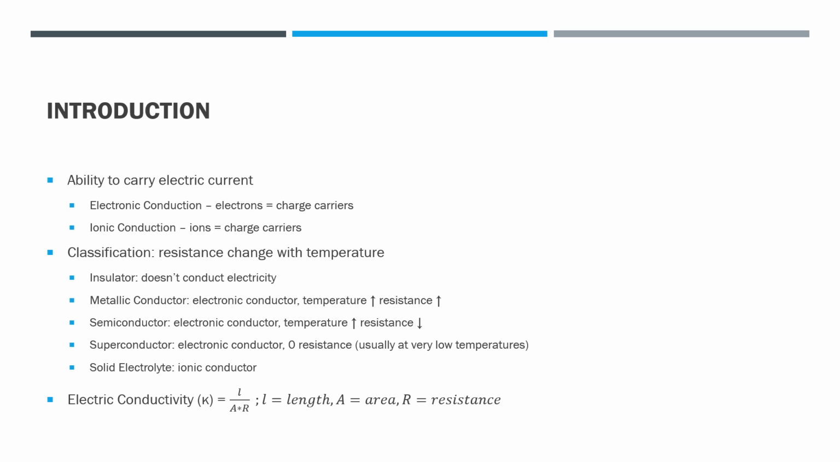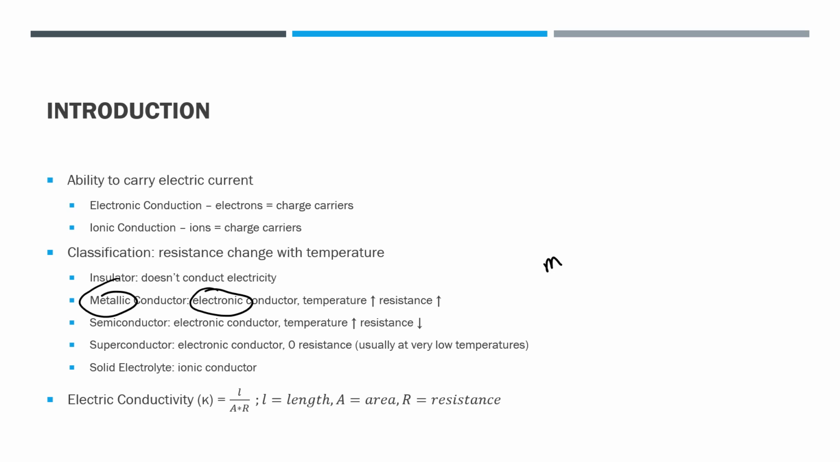Okay, and we have these classifications of different materials. Essentially, all that they differ by is how the resistance changes with temperature. We have insulators, which don't conduct electricity at any temperature. We have metallic conductors, and these are electronic conductors. So metals, like a piece of wire, for example, when you put a current through that, it's electrons that are moving in the wire and carrying the charge.